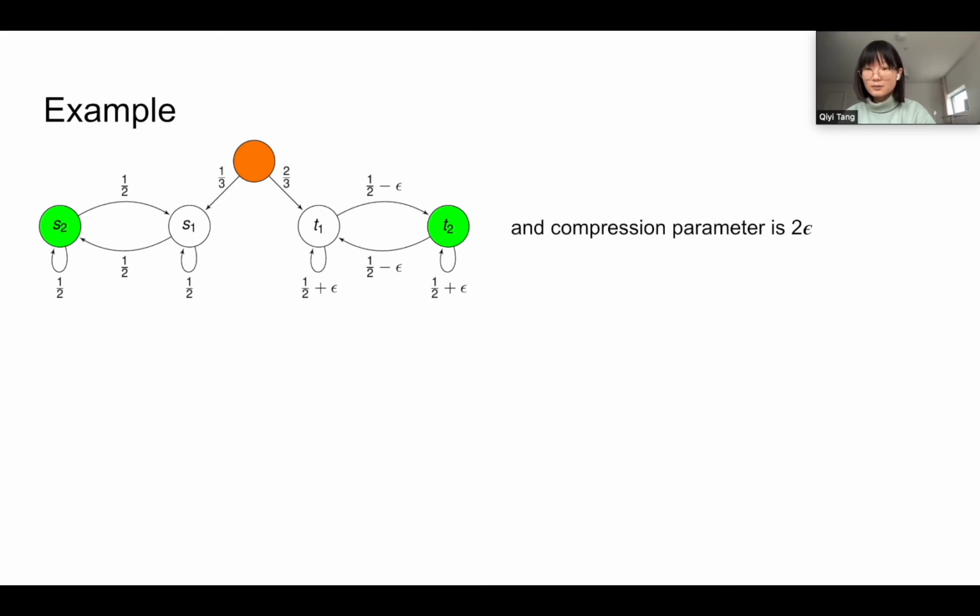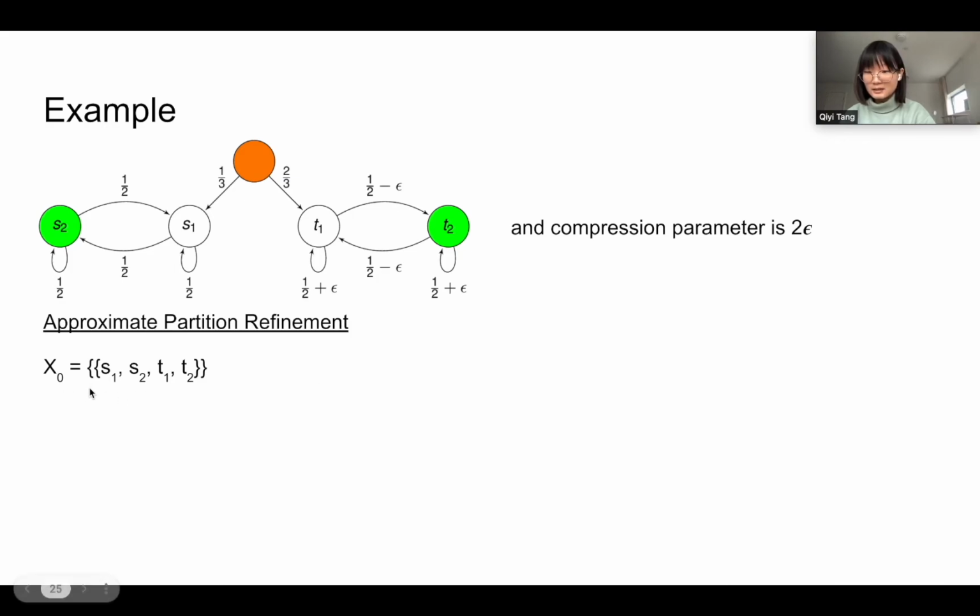Now let's see a simple example of running our minimization algorithm on a simple LMC. And this is the LMC at the beginning of this talk. And let's set this compression parameter to be 2 epsilon. So we first run this approximate partition refinement. And at the beginning, all the states are in the same set. Then we get x1, the partition where the states are grouped by their labels. S1 is with T1, S2 is with T2.